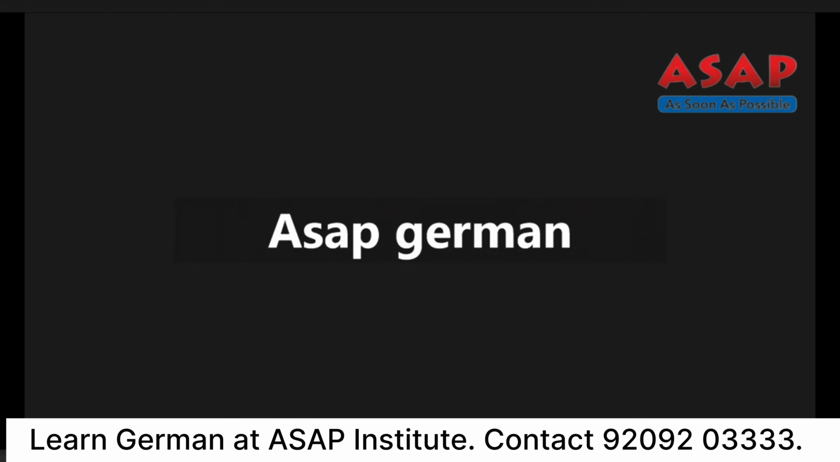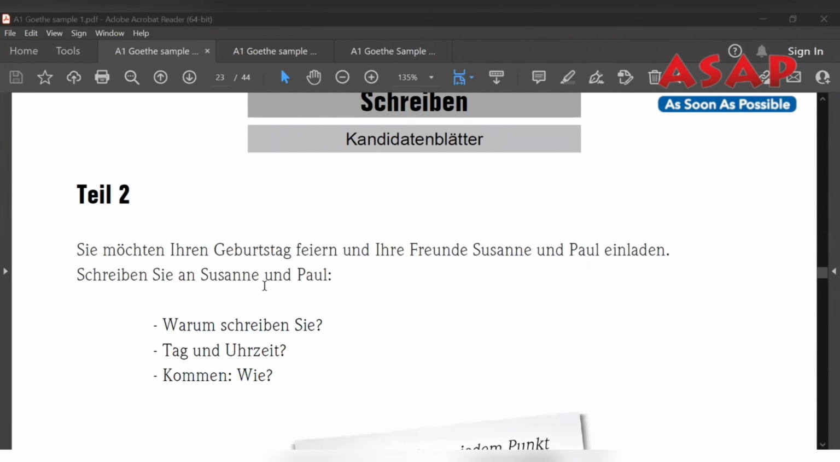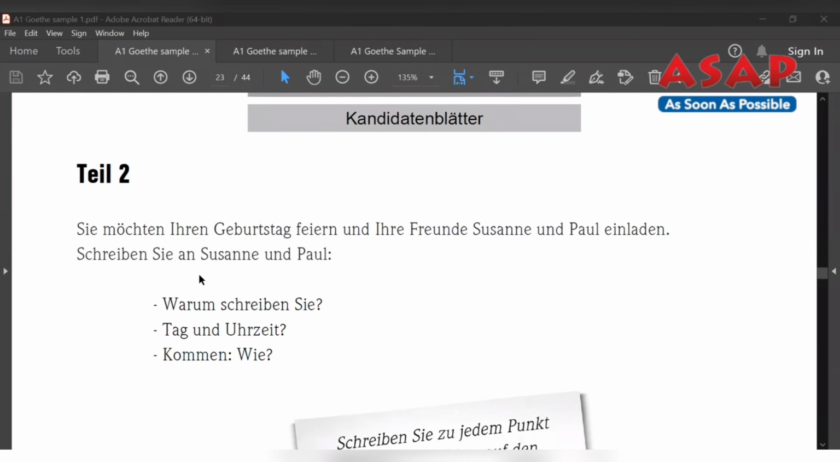Now here we have our Schreiben Teil 2 of Goethe German A1 level, sample question paper 1. So let's read the question, understand it, and let's see how we write this email. Whenever you come to Teil 2, first of all, I want to tell you that the most common mistake students make is that they do not understand the question or the situation properly. What do I mean by question or situation?